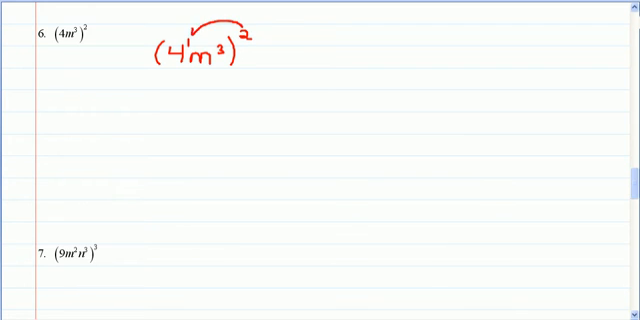The 2 has to multiply by both of those exponents. The 2 does not multiply to the 4, it multiplies to its exponent. So you have 4 squared, m to the sixth, and you can simplify this as 16m to the sixth.